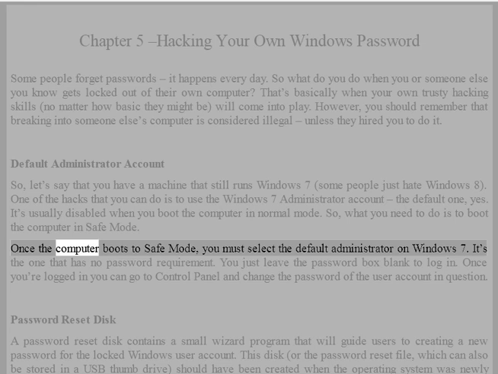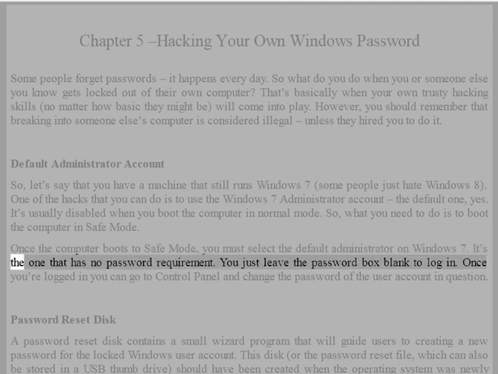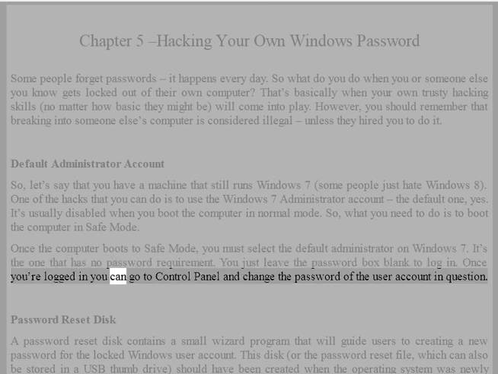Once the computer boots to safe mode, you must select the default administrator on Windows 7. It's the one that has no password requirement. You just leave the password box blank to log in. Once you are logged in, you can go to Control Panel and change the password of the user account in question.